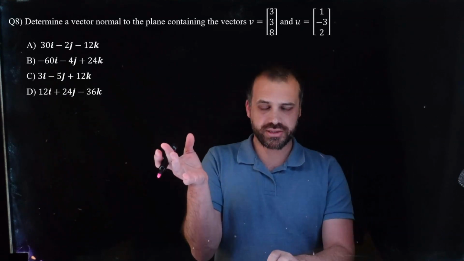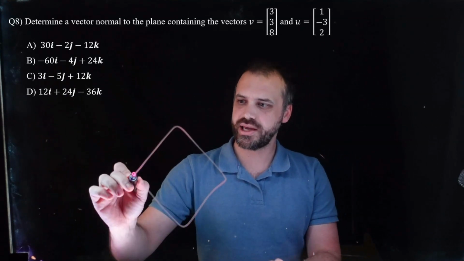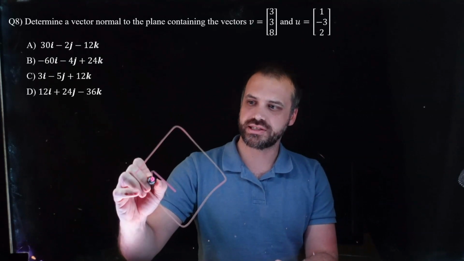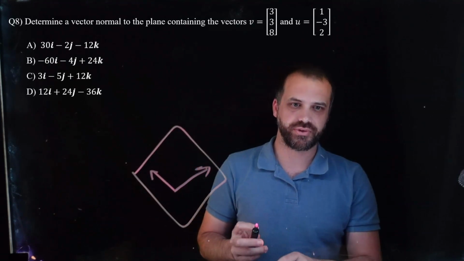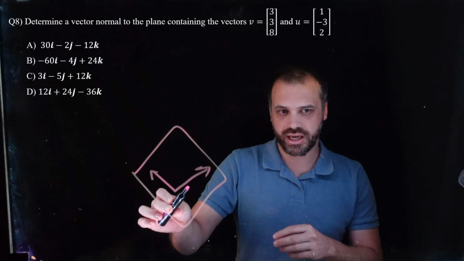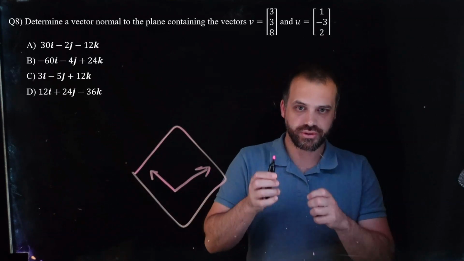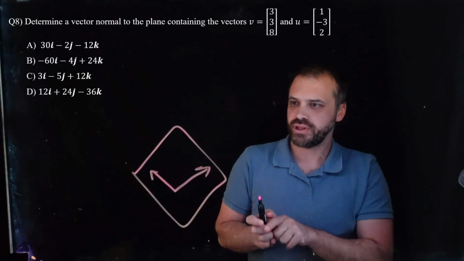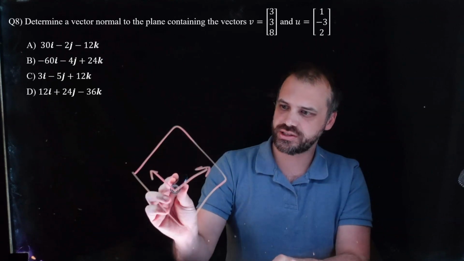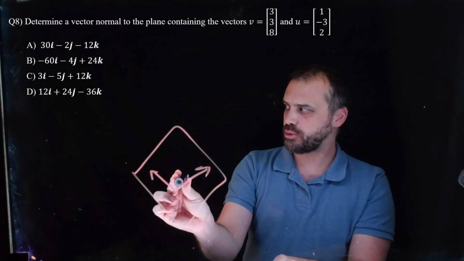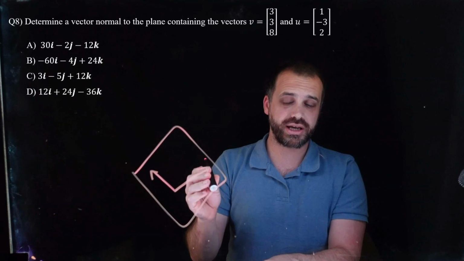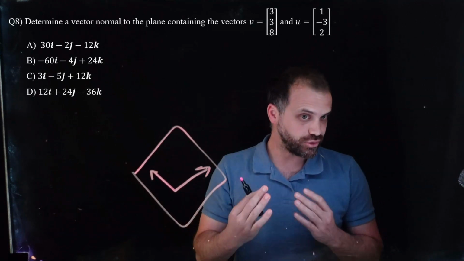All right, so it's worth understanding what this question is. We have a plane. We have 2 vectors that are sitting on the plane, 3, 3, 8 and 1, negative 3, 2. Vectors on the plane. We need to find a vector that's normal to it, that's popping straight out of the screen there. So right angles to both of those: cross product.